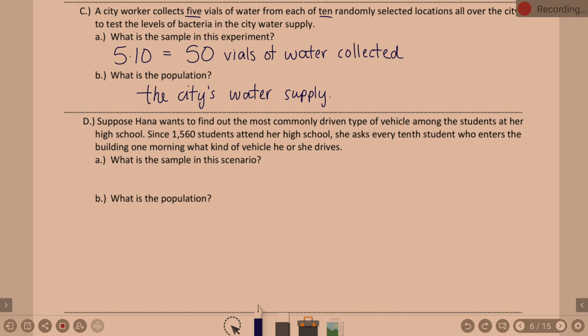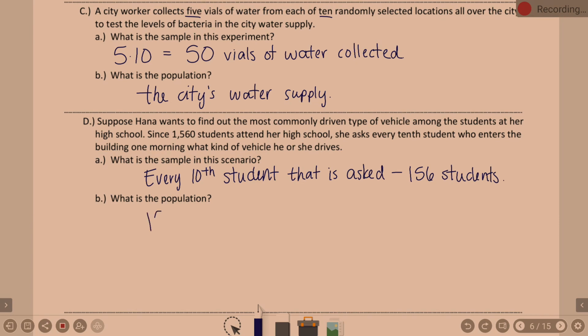So what's the sample? Every 10th student that is asked. So 156 students. And it's not that you always have to put the exact amount, just making you guys think here. And then population is the 1,560 students at the high school.